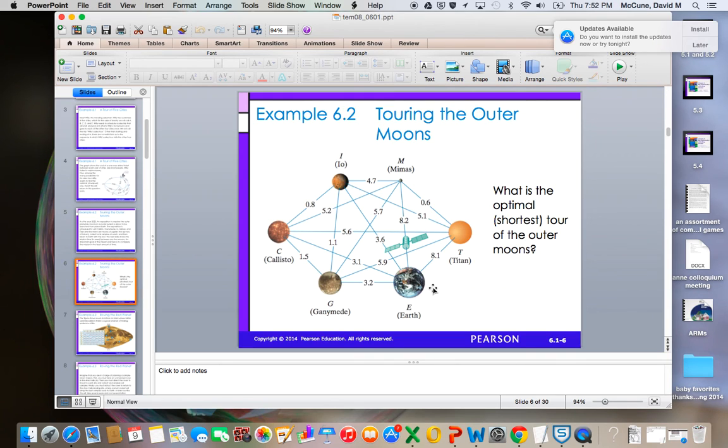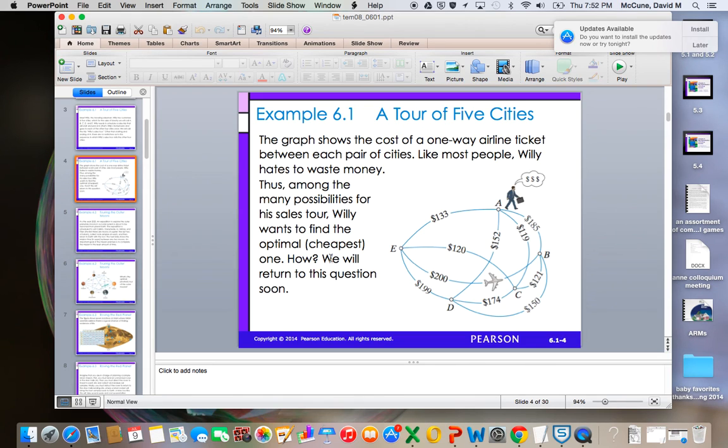The reason we're going to focus on that is because, let me just return to these pictures here, this traveling salesman problem right here, what are you trying to find? You want to start at Earth and end at Earth and visit each of these other moons exactly once. So you're searching for a Hamilton circuit that starts at Earth. In this picture here, what do you want? Well, you're starting and ending at Willie's hometown, A. So you're looking for a Hamilton circuit that starts and ends at A.